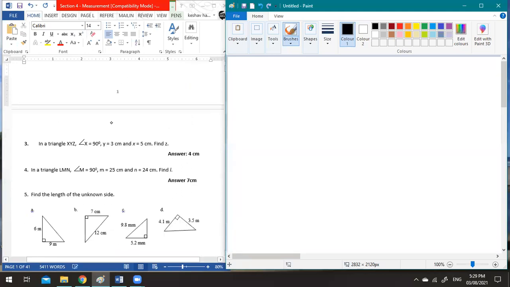So number 3, in a triangle XYZ, this symbol here means the angle at X is equal to 90 degrees. Now, if you watch closely, this is capital X, not small x, right? So again, let's draw a simple diagram. It doesn't have to be in any direction. You could draw it like this, right? So the angle at X is 90 degrees. So X, Y, Z, capital.